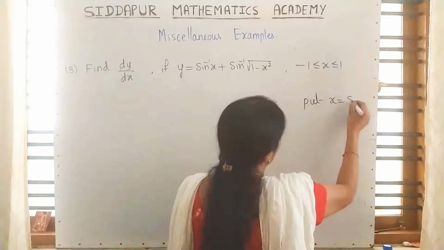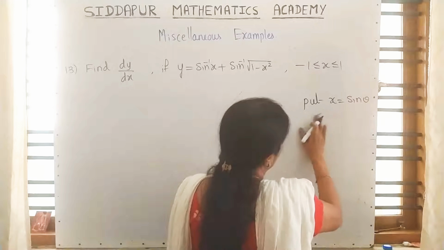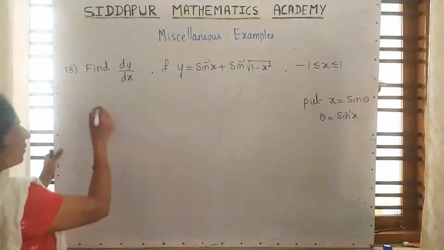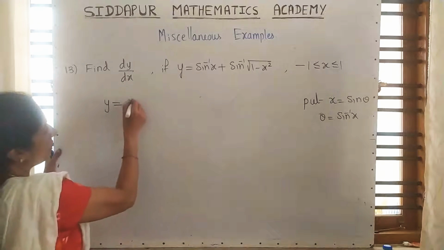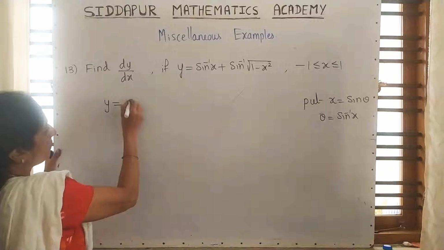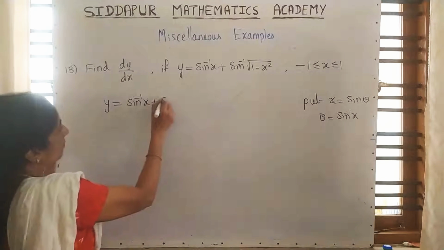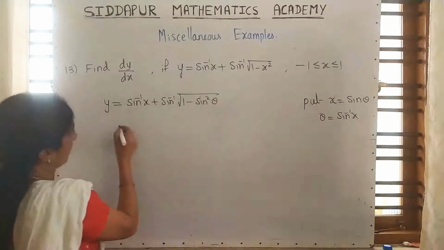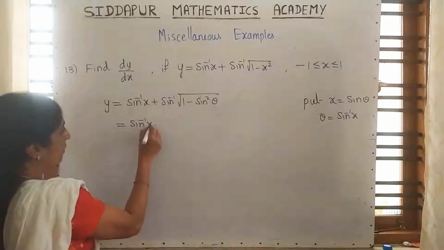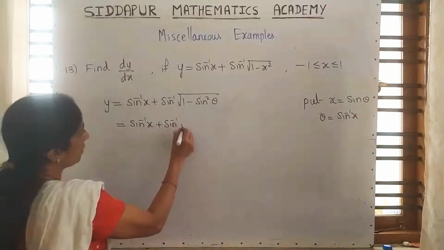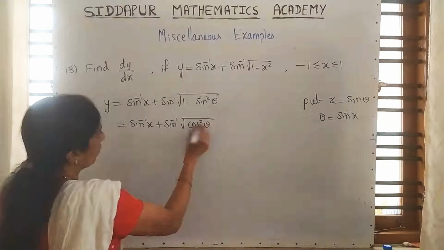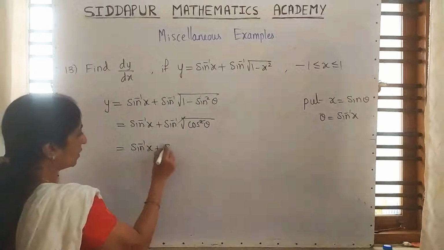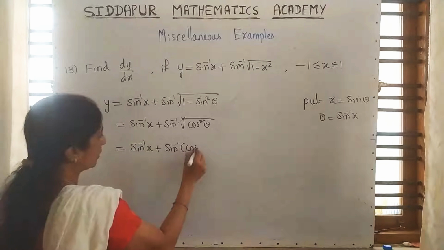put x is equal to sin theta. Then what is theta? Theta is sin inverse of x. So y is equal to sin inverse x, where x is sin theta. Otherwise keep as it is. This is sin inverse x plus sin inverse root of 1 minus sin square theta. Sin inverse x plus sin inverse of 1 minus sin square theta, which is cos square theta. Square root and square get cancelled. Sin inverse x, sin inverse cos theta.